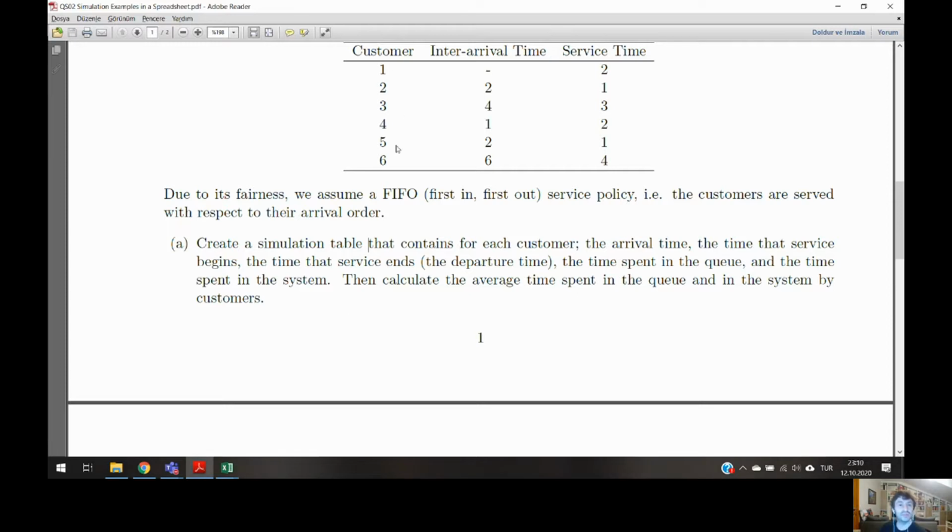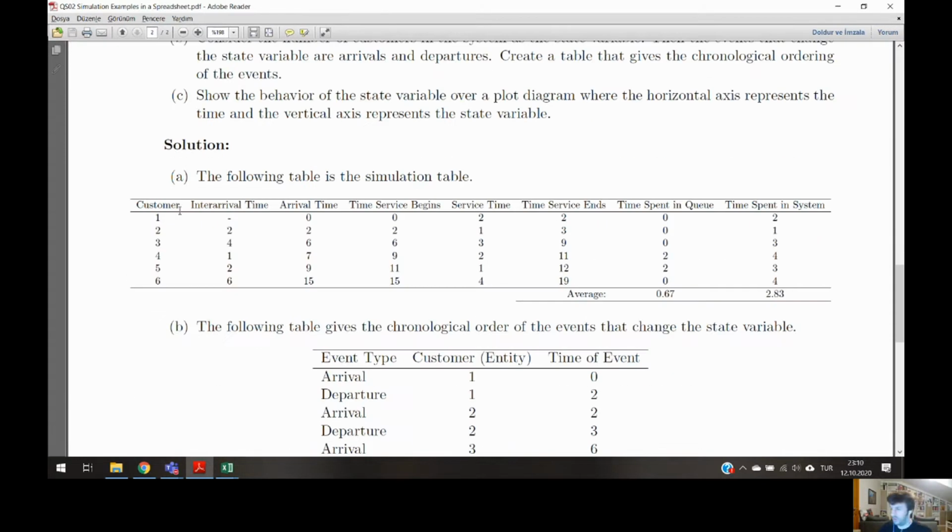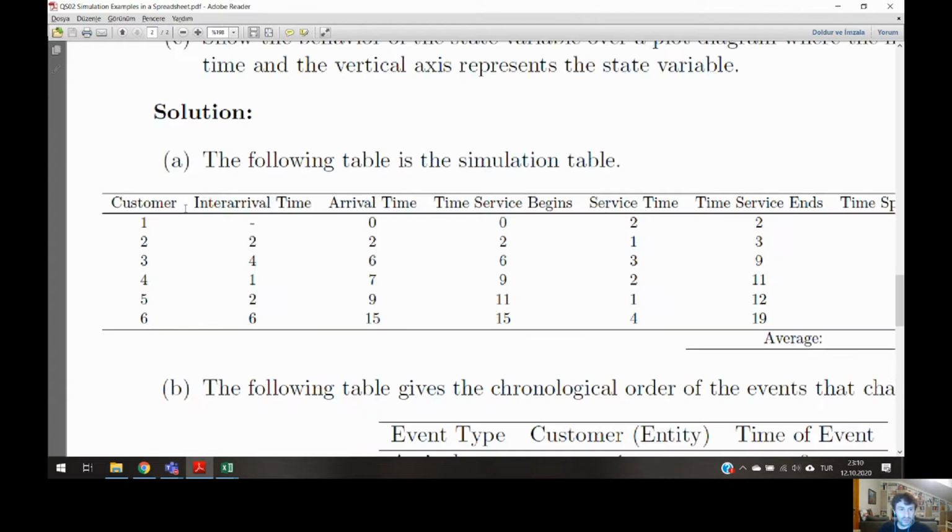So we have 6 customers in this small size simulation application. If we calculate the time spent in the queue by each customer and the time spent in the system, then we can take the average of these 6 customers for each value, and this is going to be a simple performance metric of this queuing system. Now, we are going to do this in this table. So I think we are going to zoom in a little.